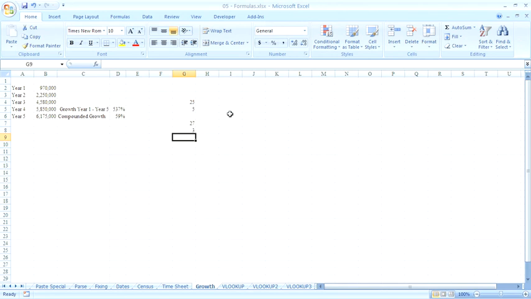Now, it's rare that you're going to have to work with this unless you're the person responsible for figuring out how fast your company has grown. Over on the left side of the worksheet, we have sales figures for year 1 through year 5, and we want to figure out the compounded growth rate from year 1 to year 5.